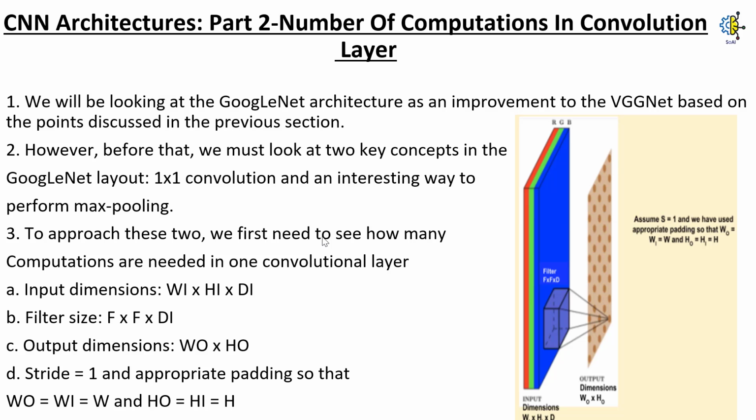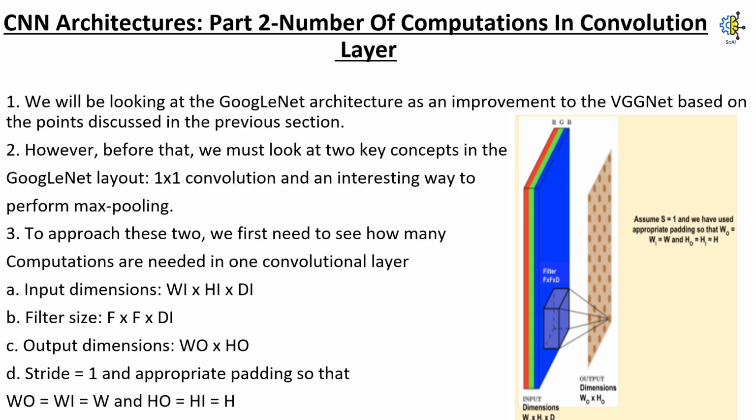Number of computations in a convolutional layer. We will be looking at the Google LeNet architecture as an improvement to the VGG net based on the points discussed in the previous section. However, before that, we must look at two key points in the Google LeNet layout, 1 cross 1 convolution and an interesting way to perform max pooling. To approach these two, we just need to see how many computations are needed in one convolutional layer.